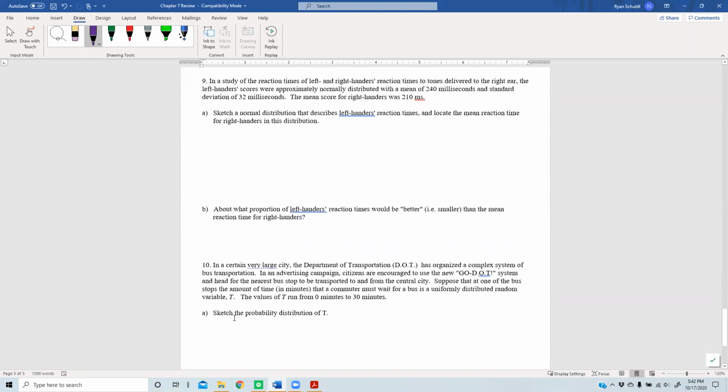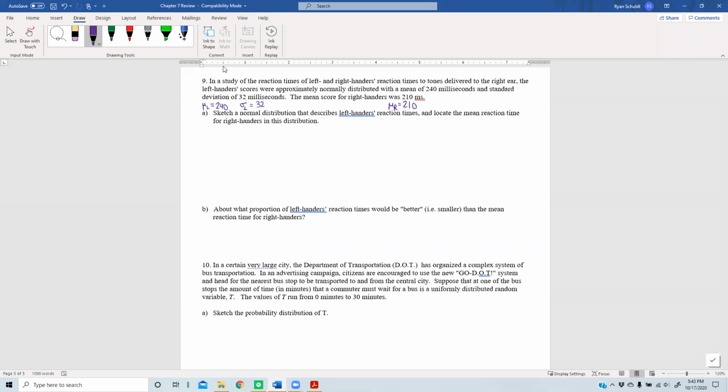Okay, number 9. In a study of the reaction times of left and right-handers to tones delivered to the right ear, the left-hander scores were approximately normally distributed with a mean of 240 milliseconds and a standard deviation of 32 milliseconds. So the mean of left is 240. The standard deviation of left is 32. The mean for the right is 210.